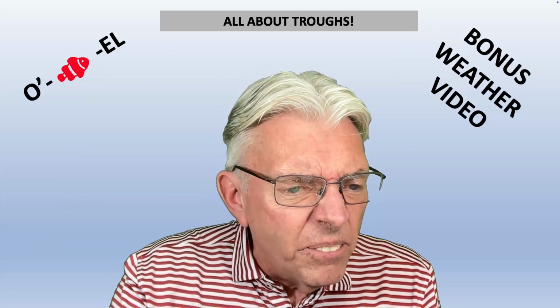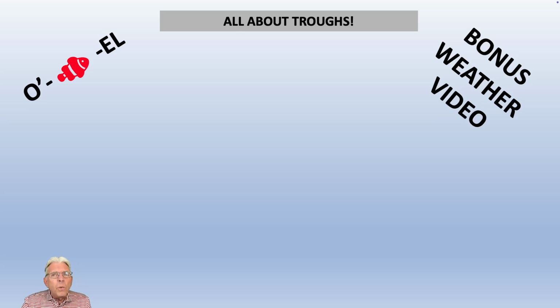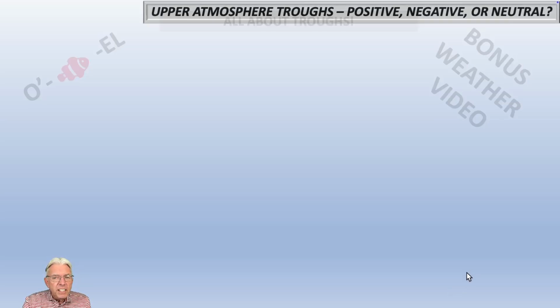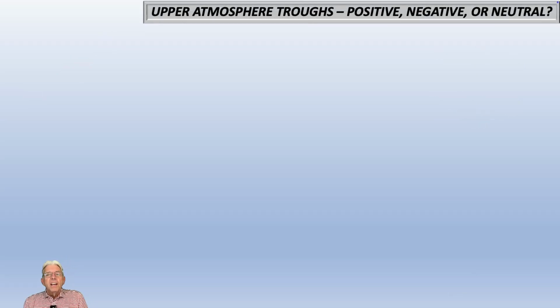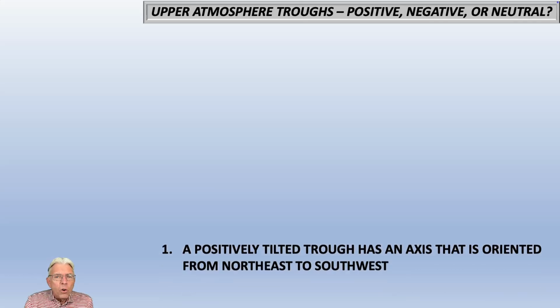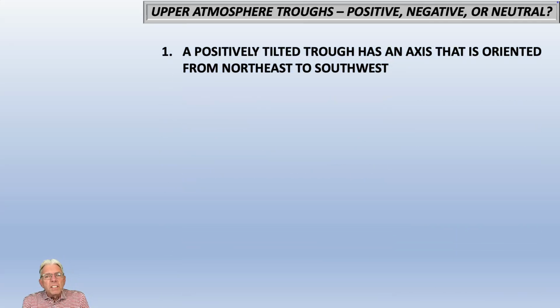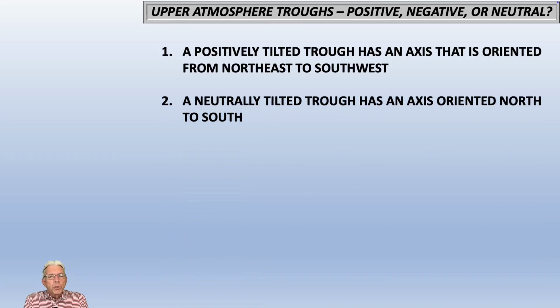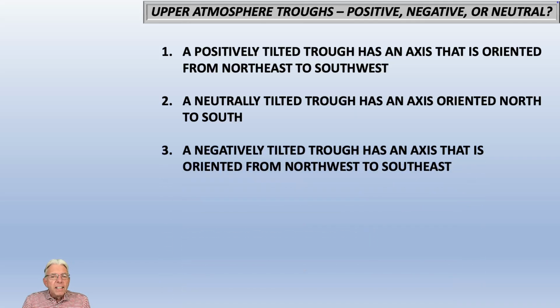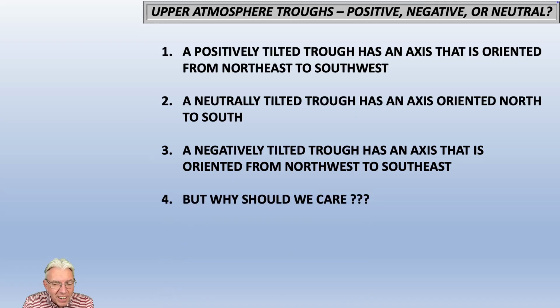So let me go ahead and put myself down here in the corner, and we're going to talk about the tilts of troughs. They can be positive, negative, or neutral. A positively tilted trough has an axis that is oriented from northeast to southwest. A neutrally tilted trough has an axis oriented north to south, and a negatively tilted trough has an axis that is oriented from northwest to southeast. But the ultimate question here is, why should we care?